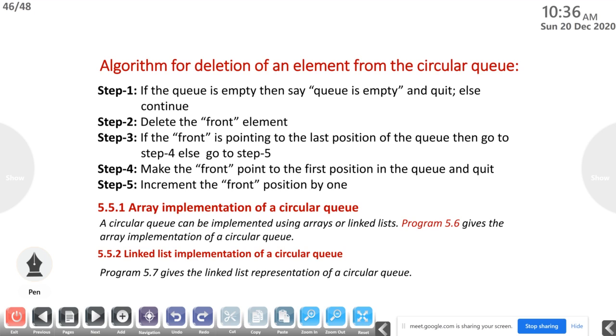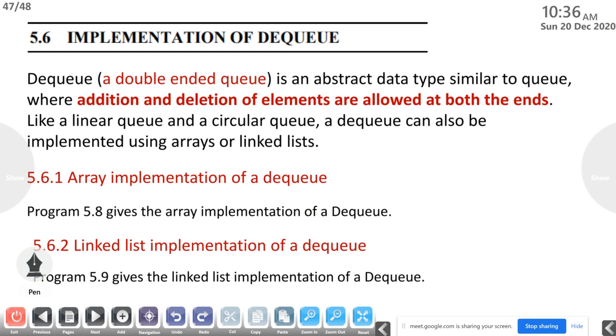Double-ended queue means what? We are dividing a queue, and we can insert and delete at both ends. So addition and deletion of elements are allowed at both ends. Like a linear queue and a circular queue, two types of queues that we already discussed, a double-ended queue can also be implemented using arrays or a linked list.